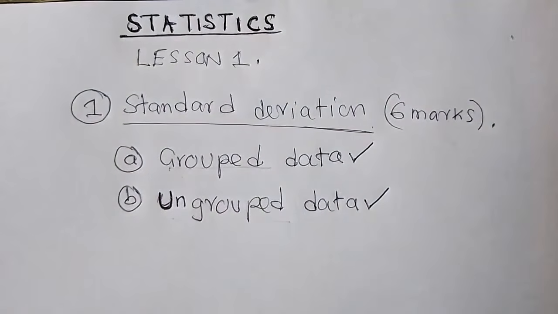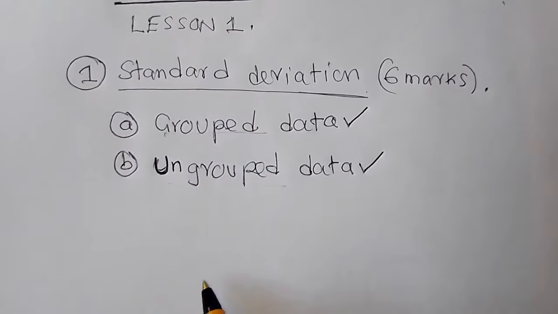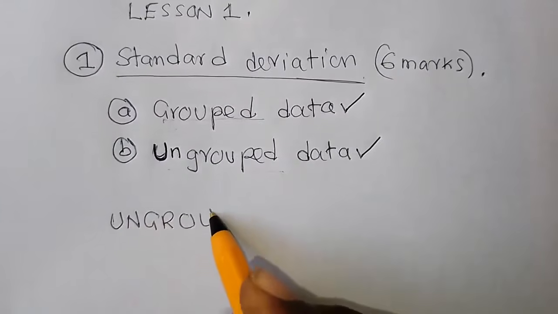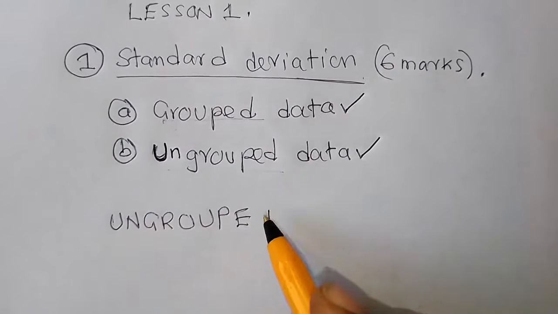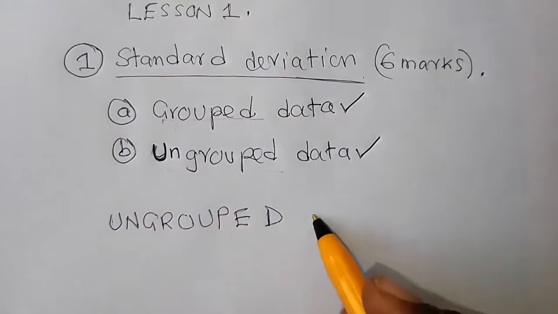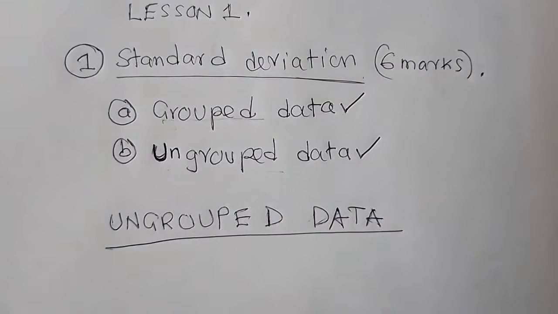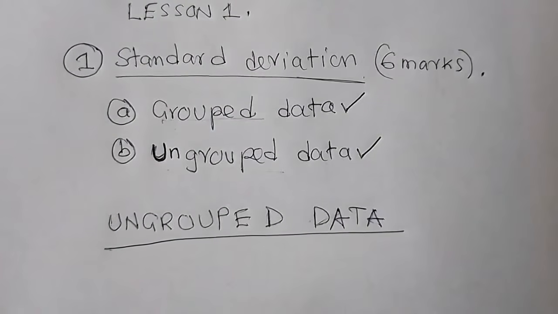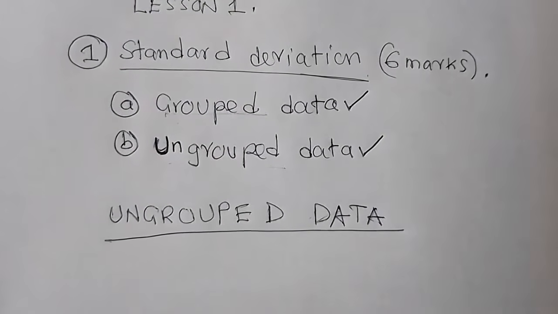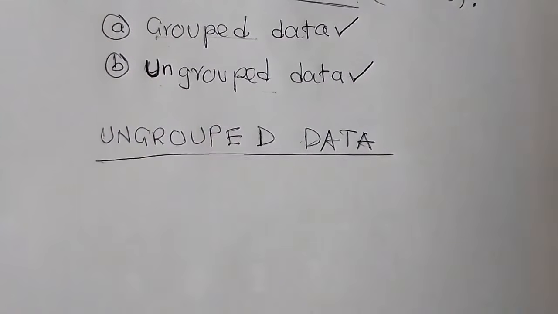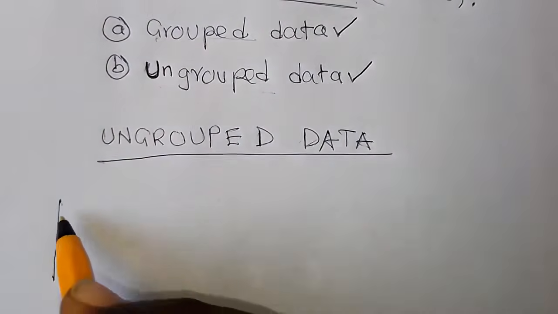But in today's lesson, I will start with ungrouped data. The reason, from the word ungrouped, is that it is something which is not grouped. So numbers are written scattered anyhow. You are going to see questions coming in this manner.